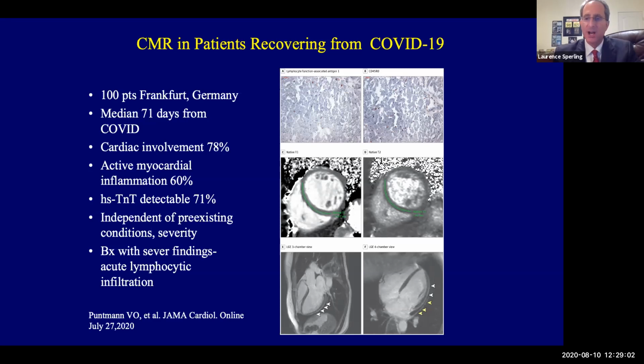And cardiac MRI was done in each and every one of these patients with a control arm as well, a matched control. And cardiac involvement was seen by MRI in 78% of these individuals, active inflammation in 60%, high sensitivity troponin elevation in 70%. And these findings appeared to be independent of pre-existing conditions and severity. Those who were sickest underwent myocardial biopsy, and here there was evidence of acute lymphocytic infiltration, and it should be severe with an E. So typo on that one. Next slide.